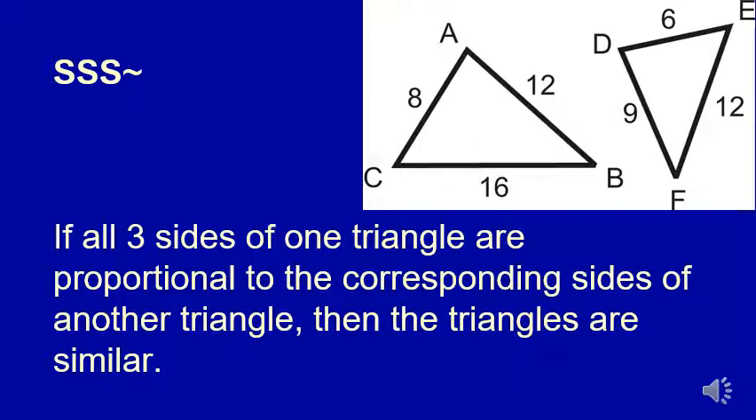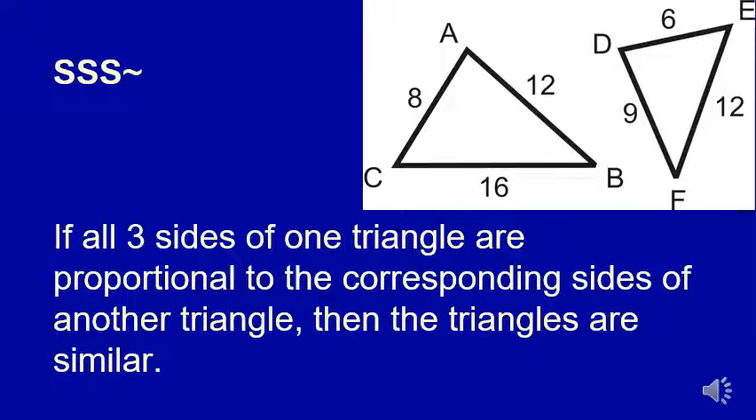So far we've looked at AA and SAS. The third rule that you can use to show that triangles are similar is SSS with a squiggle after it. And of course SSS is going to stand for side, side, side. In words, what it says is if all three sides of one triangle are proportional to the corresponding sides of another triangle, then those triangles have to be similar.